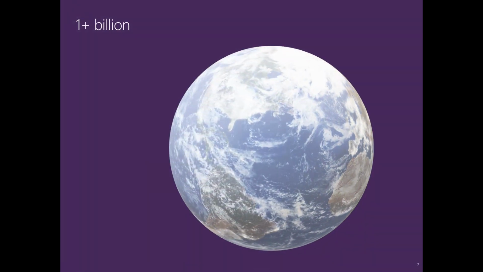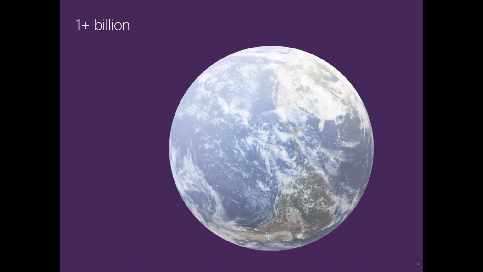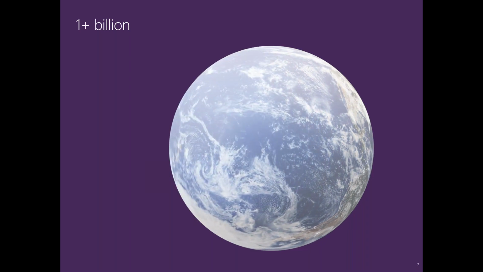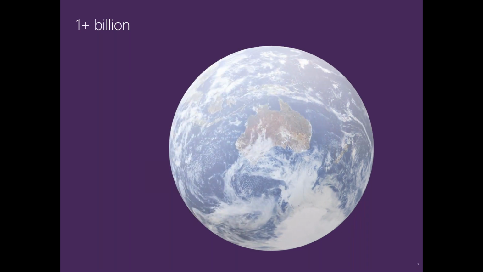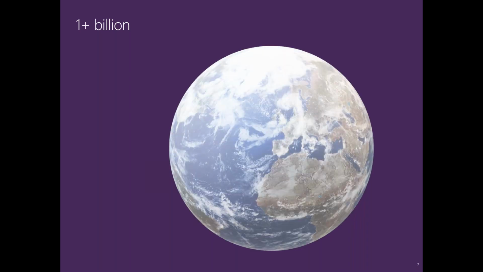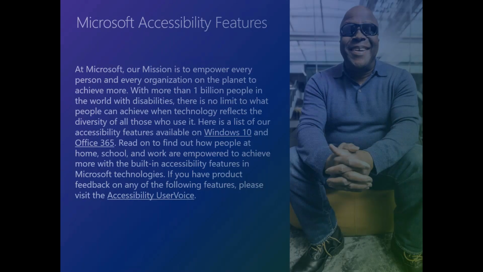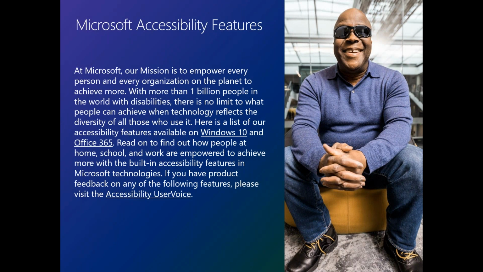So what we say within the world, there's 1 billion people that have a disability, have a difference. So they need accessibility. And Microsoft is really focused on that. So remember that mission I read at the very beginning. At Microsoft, our mission is to empower every person on the planet to achieve more. We go on and say, with more than 1 billion people in the world with a disability, there is no limit to what these people can achieve when technology reflects the way they use it.